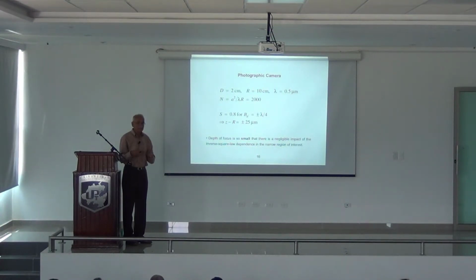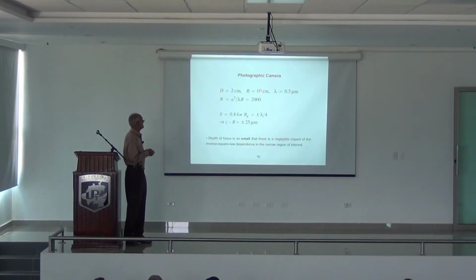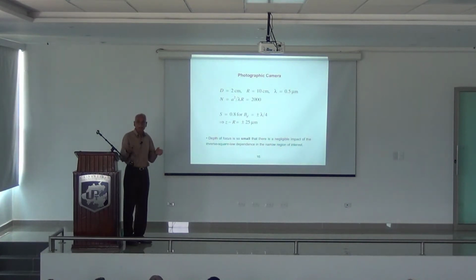That means the effect of the inverse square law, the 1 over z squared, is negligible. Whether you are at 10 centimeters or 10 centimeters plus or minus 25 micrometers, the value of z is the same. Very negligible difference.